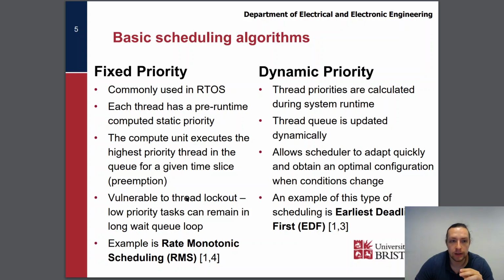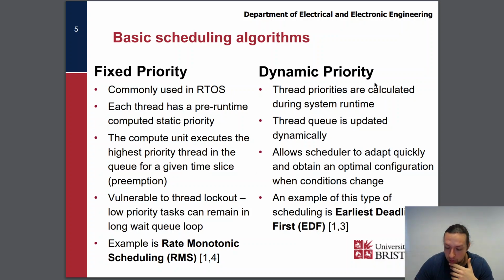Though the fixed priority scheduling is vulnerable to thread lockout, which means that threads with higher priority can constantly keep preempting low priority threads, and they could get very, very little runtime. So an example of this type of scheduling is rate monotonic scheduling, which we'll look at closely in today's lecture.